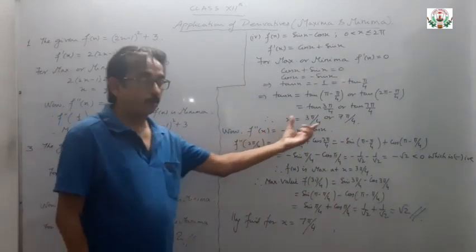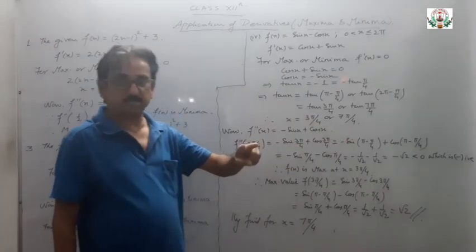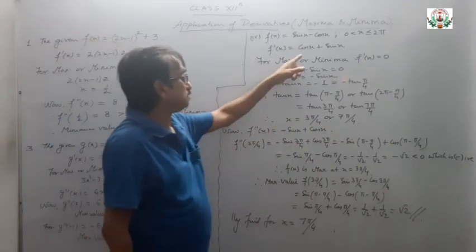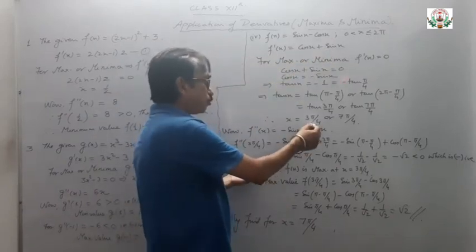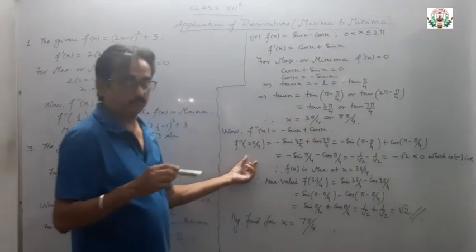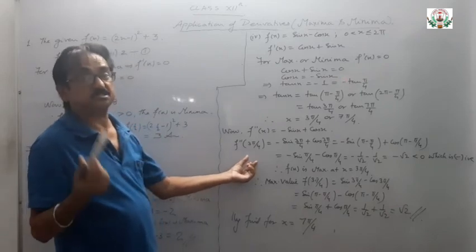f double dash, after the points are found, we will find the second order derivative f double dash, it will become minus sin x plus cos x. Now at this point, what will be the value for the second order derivative, whether it is negative or positive?